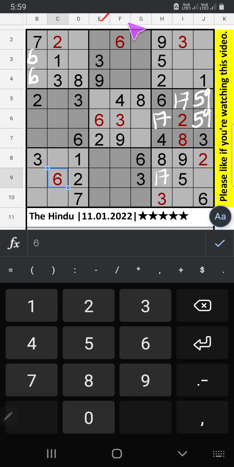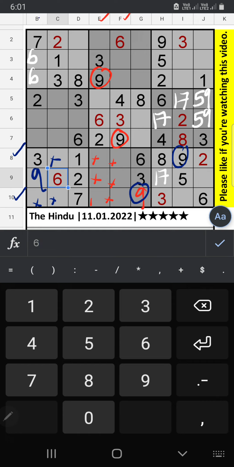Column E and column F we have 9. So 9 can't come in these cells. Then 9 is confirmed here. 8th row and 10th row we have 9. So 9 can't come in these cells. Then 9 is confirmed here.